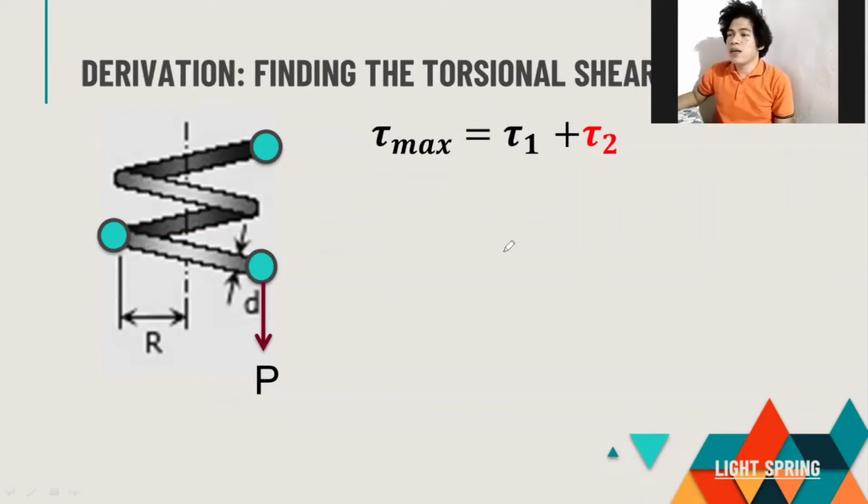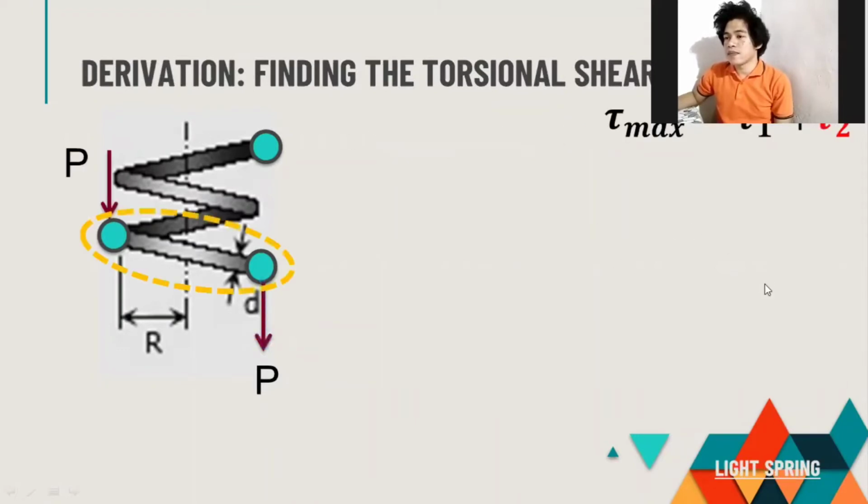So now class, we are going to find the next, yung ating tau 2, which is yung ating torsional shear stress. Okay, so ayan, again, meron pa rin tayo ditong force, and yung ating area. Ngayon, saan ba nagtitake place yung ating torsional shear stress na yan? So let's find out. As you can see class, yung dalawang points na yan, yung bumubuo sa helical spring natin, subject siya sa force doon.